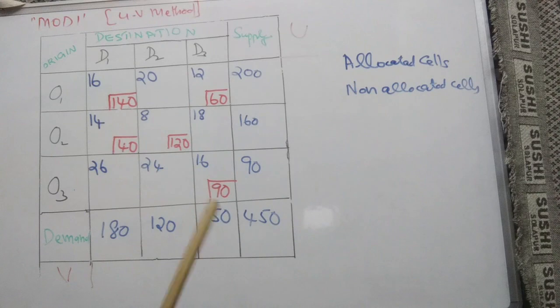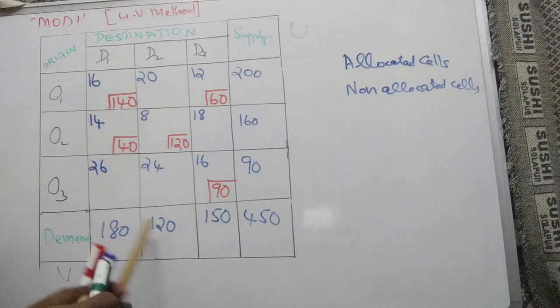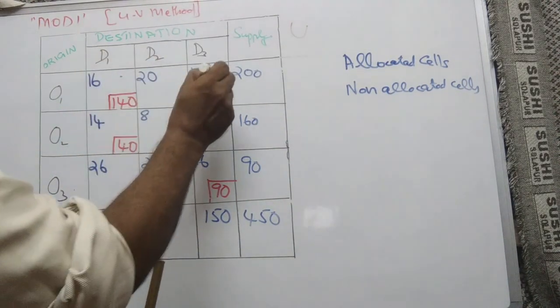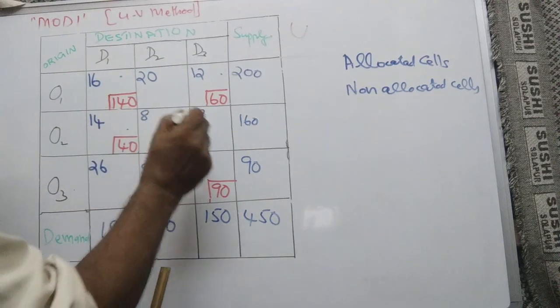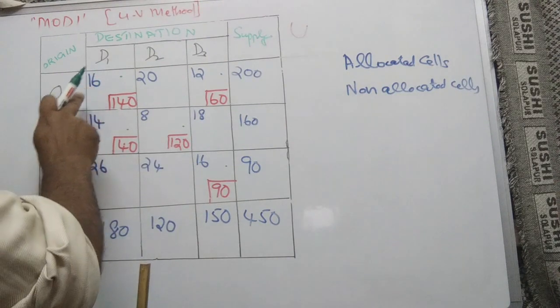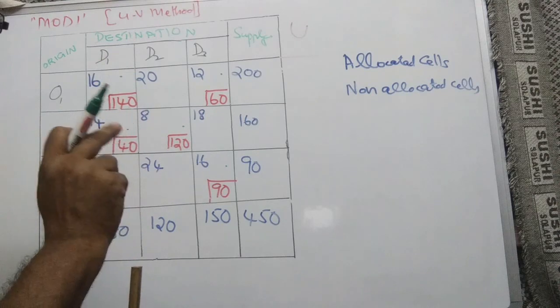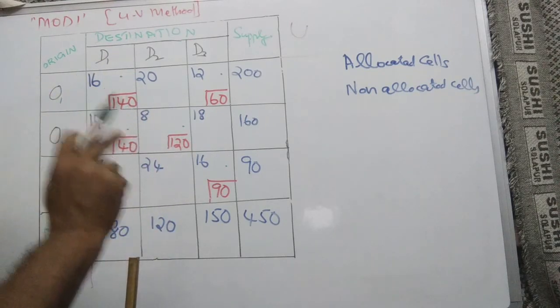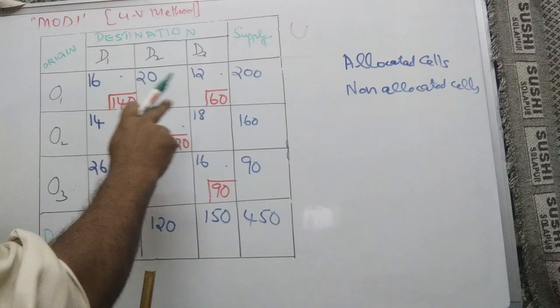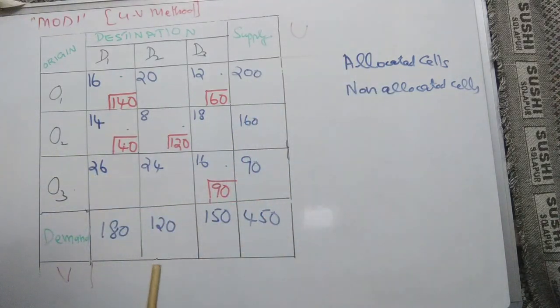Then, there are two types of cells. One is allocated cells. What are they? This is an allocated cell. Here the allocation is made. 5 cells are allocated. That is, from origin 1 to destination D1, 140 units are transported with a cost of 16 per unit. This is a solution and these are the allocated cells. And there are the remaining cells. They are called non-allocated cells.